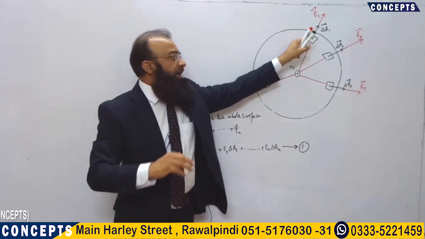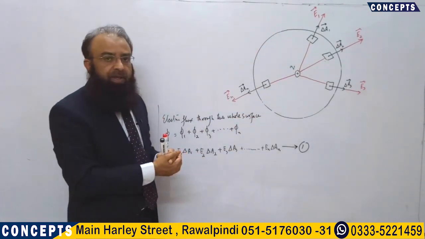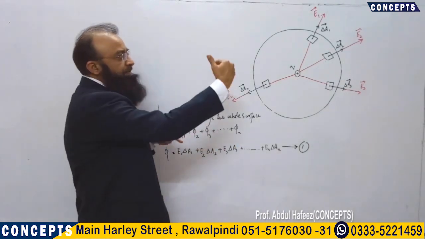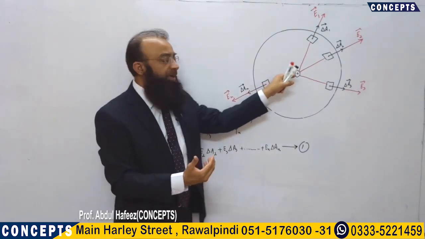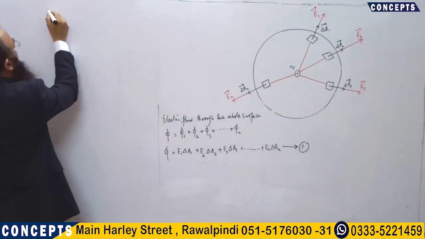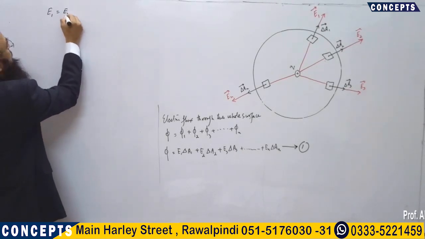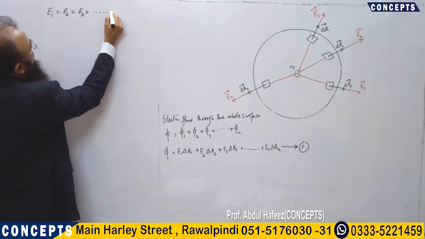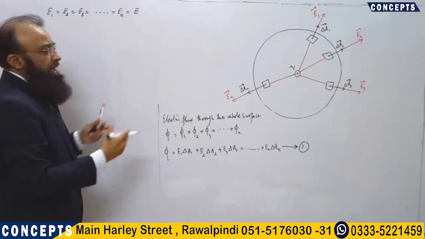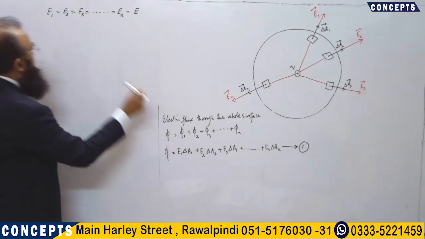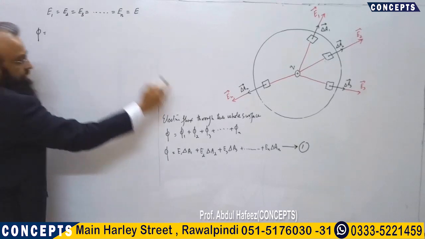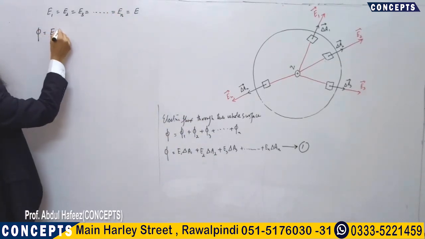You see, every patch is on the surface of this sphere, and every patch is at the same distance because the charge is placed right at the center of this sphere. So every patch is at the same distance, equal to the radius of the sphere, from this point charge. And so the electric field for every patch will be the same. So we can write E1 is equal to E2 is equal to E3 and so on is equal to En, and let's suppose this is equal to E. So on every patch the electric field is the same. Then equation 1 becomes phi is equal to, replacing E1 with E, E2 with E, E3 with E, E delta A1.